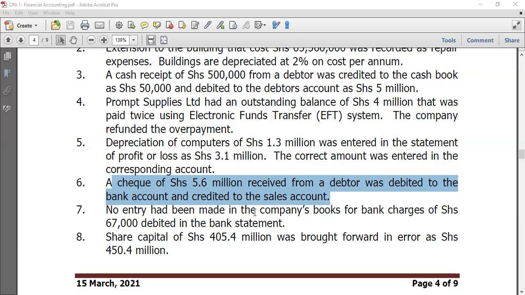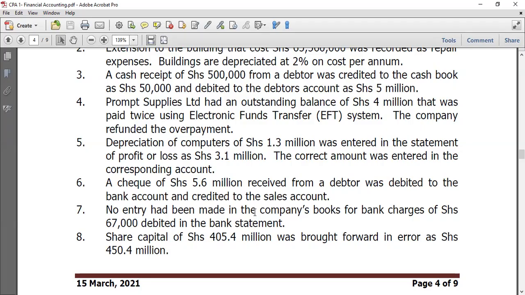Now let's see. A check of 5.6 received from a debtor was debited to the bank account, which is right, because when we receive a check from a debtor, it should be debited to our bank account. That one is totally right. And now the next thing they're telling us is that it was credited to the sales account.